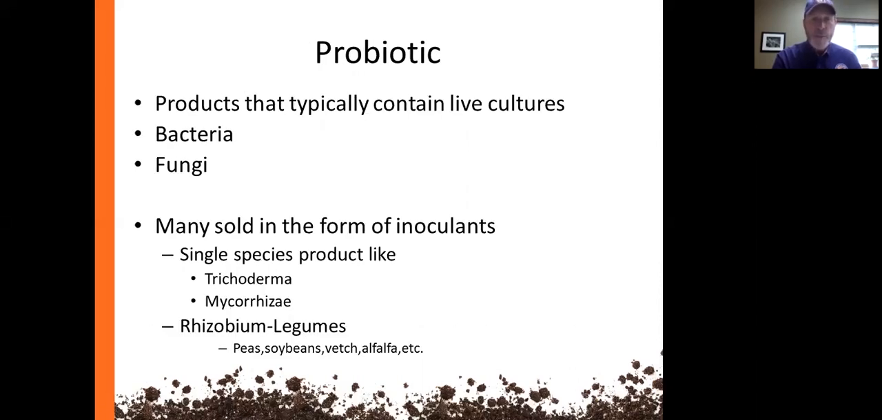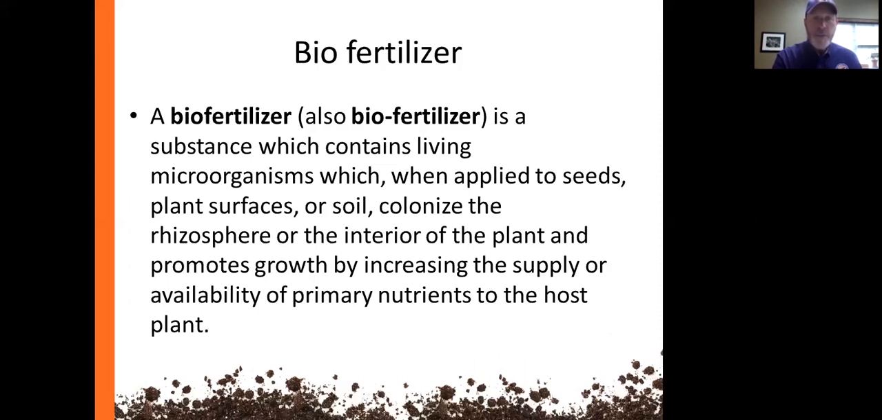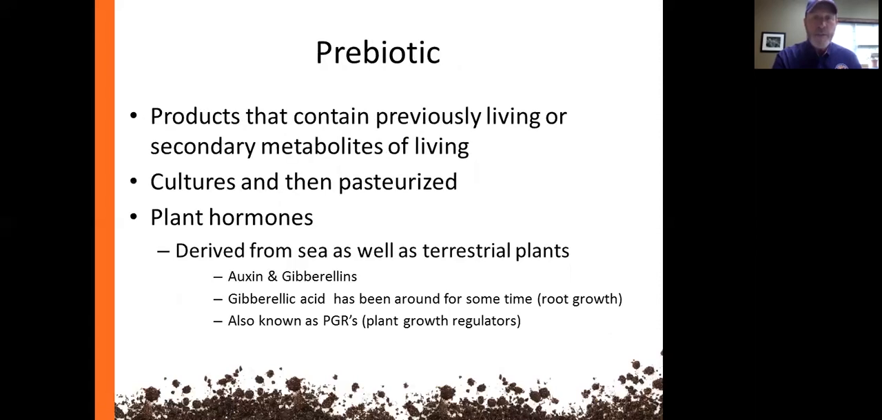So again, the probiotics, as we talked about, typically contain live cultures, and many of them are sold in different forms, such as Trichoderma, mycorrhiza, and the Rhizobiums for peas and soybeans, vetch, alfalfas, et cetera. Biofertilizers, again, contain living organisms and are applied to plant surfaces, used to colonize the soil rhizosphere, both the interior and the exterior of plants.